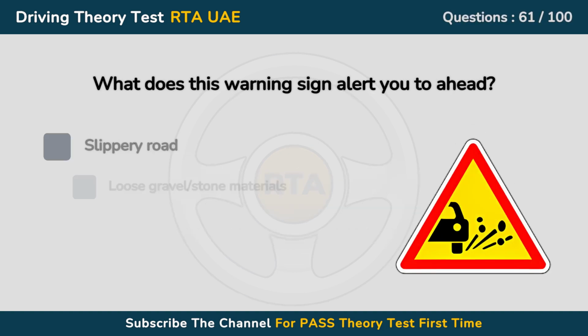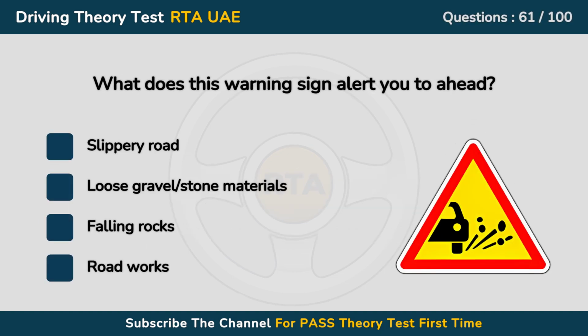Question 61. What does this warning sign alert you to ahead? A. Slippery road. B. Loose materials. C. Falling rocks. D. Roadworks.